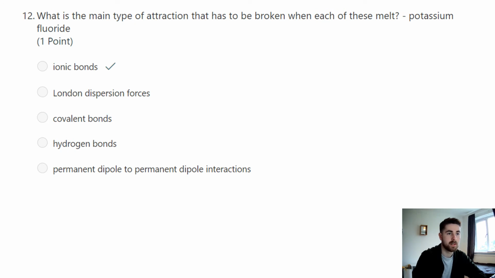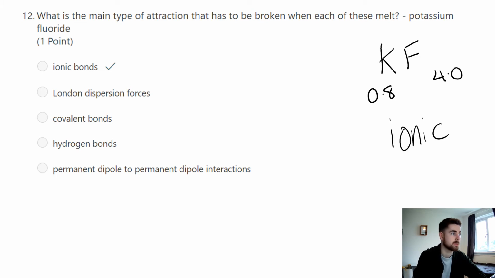So potassium fluoride, we have KF. Potassium has an electronegativity of 0.8, fluorine has an electronegativity of 4, so that's a pretty significantly large difference in electronegativity. Plus we have a metal and a non-metal, so all the signs here are pointing to ionic.